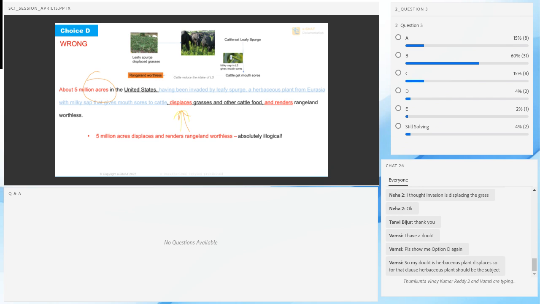Herbaceous plant displaces. So for that clause, herbaceous plant should be the subject. Vamsi, you're asking about the sentence structure, right? A herbaceous plant from Eurasia containing milky sap that gives mouth sores to cattle. So this part actually ends here. I'll have to write the sentence structure for it.